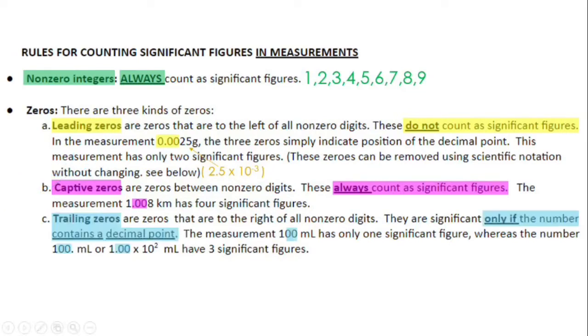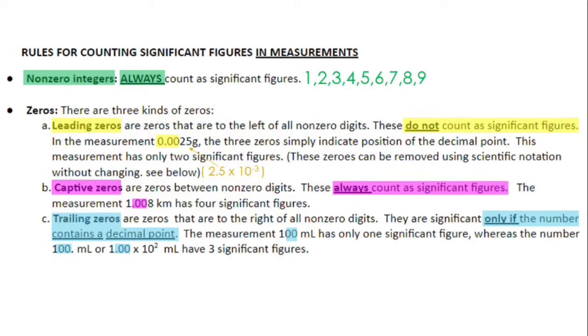And then trailing zeros are zeros at the end of our number, and these are only sometimes significant. So leading zeros are never, captive zeros are always significant, and trailing zeros are sometimes. But all it depends on is a decimal point. If there's a decimal point anywhere in that number, the zeros at the end become significant. If there's no decimal, then those trailing zeros are not significant.